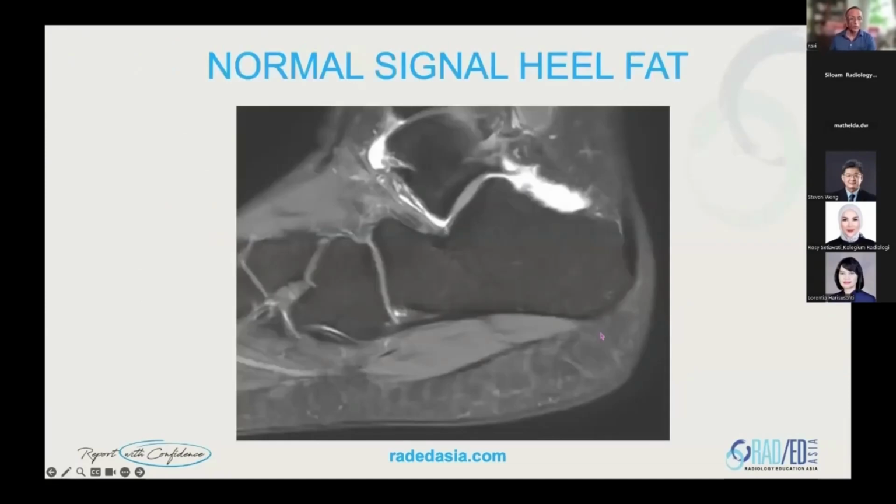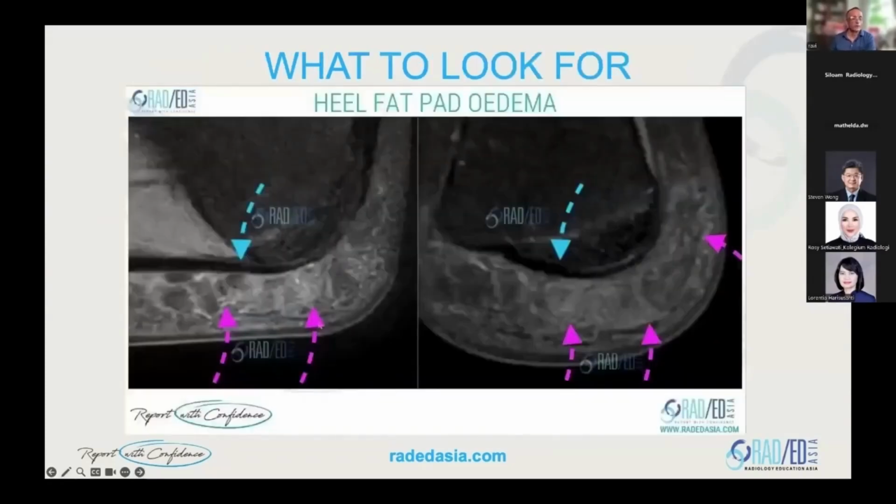So the normal fat signal, this is a PD fat sat, mostly fat saturating. There are some vessels in here, there's some septa and stuff, but this is a pretty normal appearance. When you get this heel fat pad edema, what you see is more focal increase in signal. If you look at this one, we've got relatively focal increase in signal. This one looks relatively normal. The important thing is that the plantar fascia is normal. This is not a plantar fasciitis with inflammatory change that's spread into the fat.